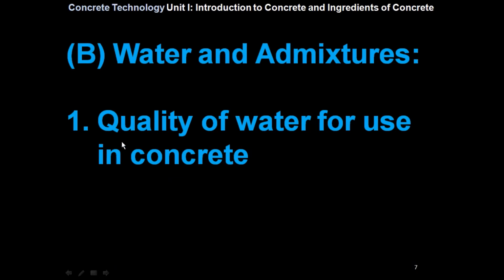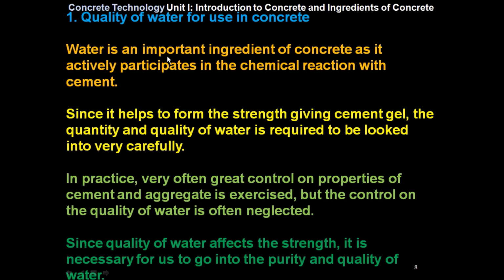So first we will see the quality of water for use in the concrete. Water is an important ingredient of the concrete as it actively participates in the chemical reaction with cement. Since it helps to form the strength giving cement gel, the quantity and quality of water is required to be looked into very carefully. In practice, very often great control on properties of cement and aggregate is exercised, but the control on the quality of water is often neglected.